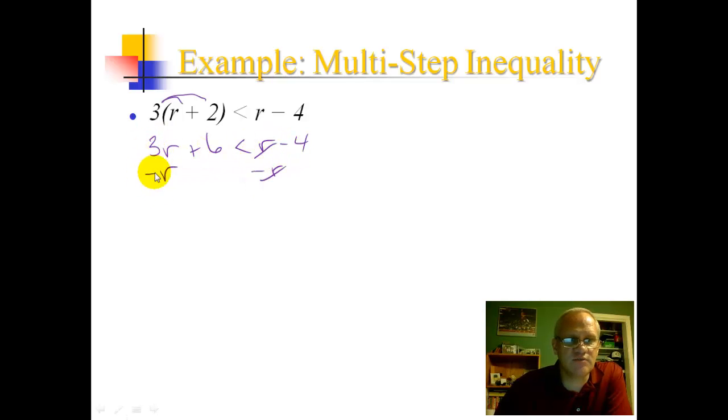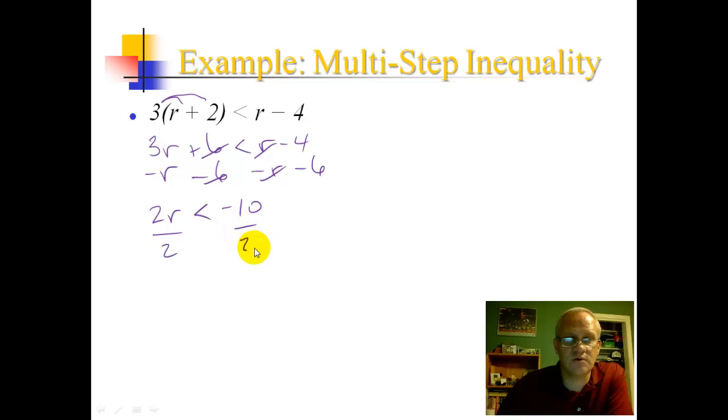I would do that because then what I have over here now is 2r. And then since we've got the r's all together on the left side, I'm going to take this 6 here and move it over. So I'm going to do that by subtracting 6. So now I have a -4 minus 6, which is the same thing as a -4 plus a -6, so -10.